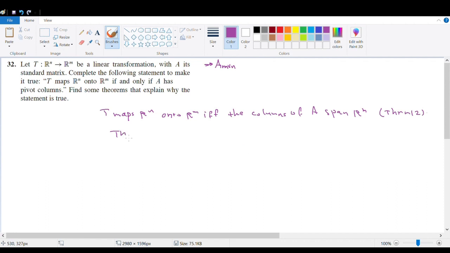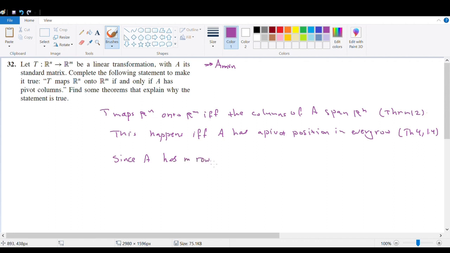And this happens if and only if A has a pivot position in every row. This is by theorem 4, section 1.4. So now, since A has m rows, this happens if and only if A has m pivot columns.